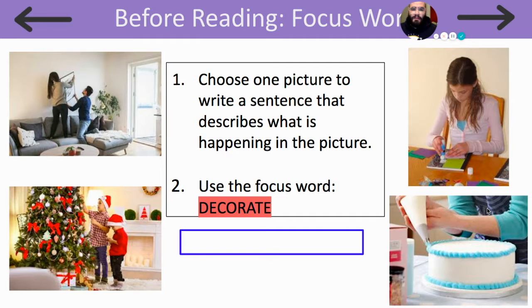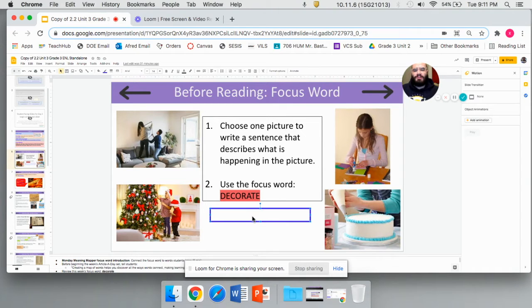Let's get started. Before reading, let's go back to our focus word, decorate. When you decorate something, you're trying to make it prettier, you're trying to make it more fun. So choose one of the four pictures and write a sentence that describes what is happening in the picture. Make sure you use our focus word, decorate. I'm going to choose to describe the picture on the bottom left. I see that the kids are decorating a Christmas tree.